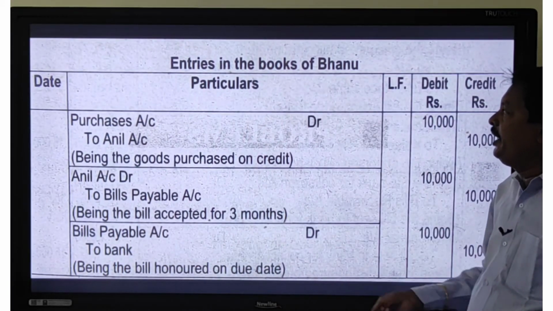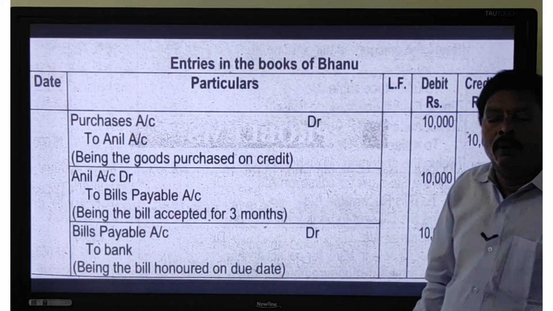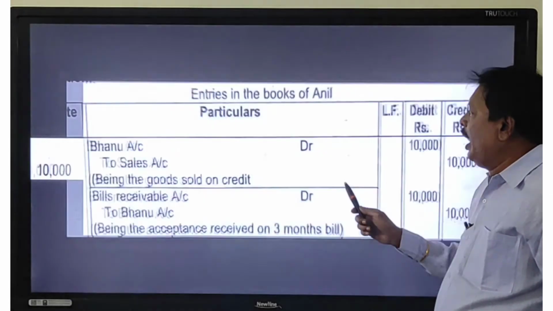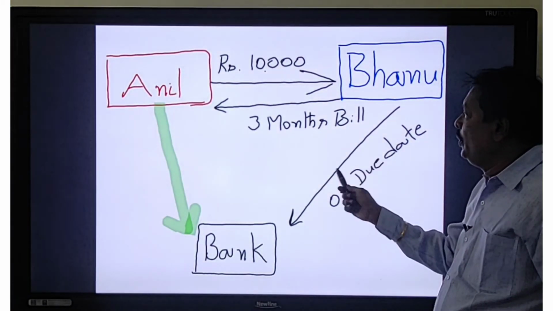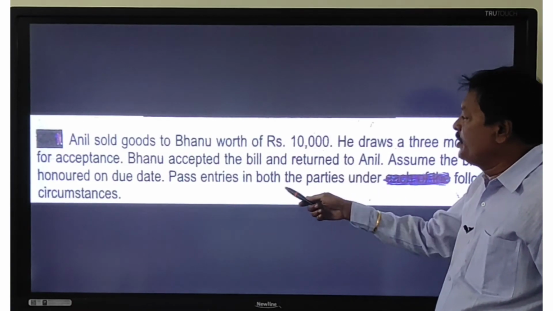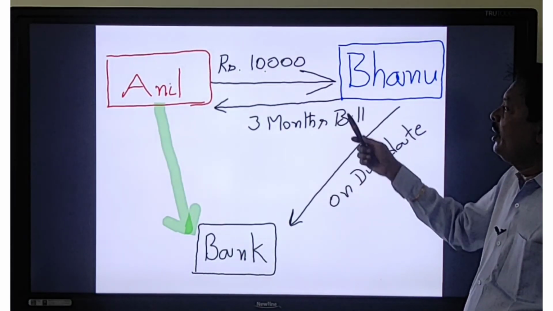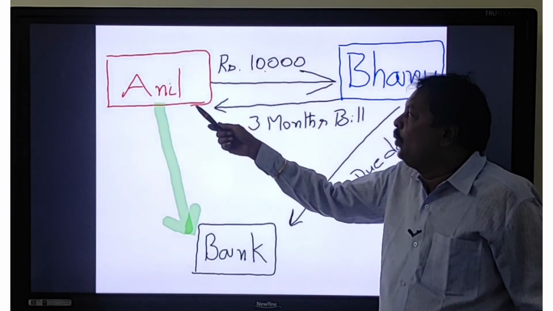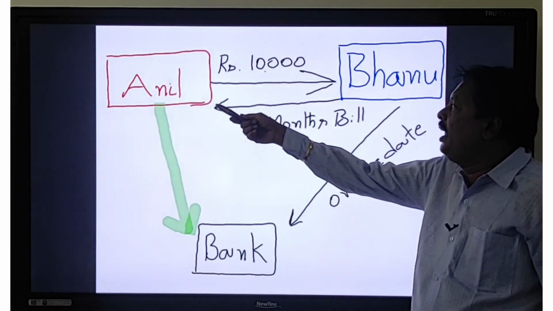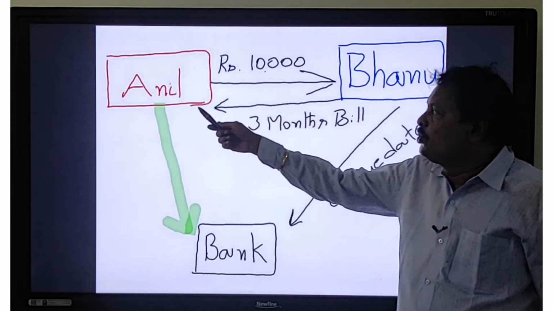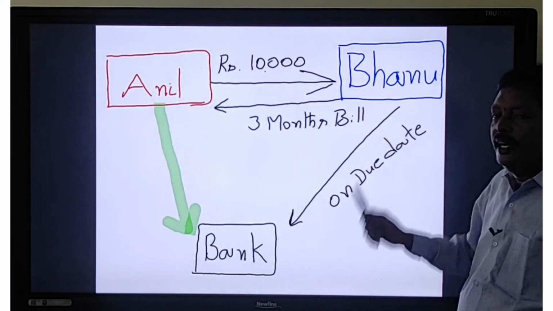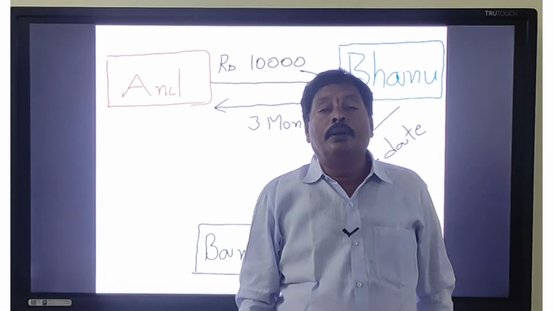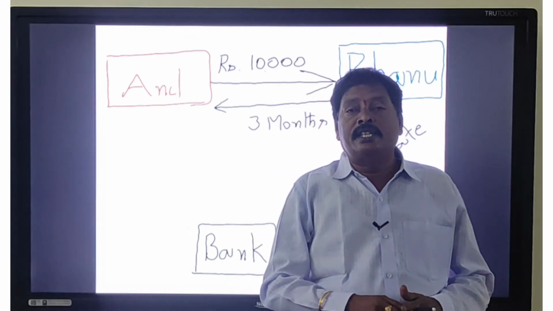These are the 3 entries we have to write in the books of Banu. So, read the problem carefully, and then with the help of this information, the student must write or design this diagram. Based on this diagram, the student has to write the entries in the books of drawer and drawee. That means journal entries in the books of Anil and journal entries in the books of Banu. I hope that students can easily understand this problem.